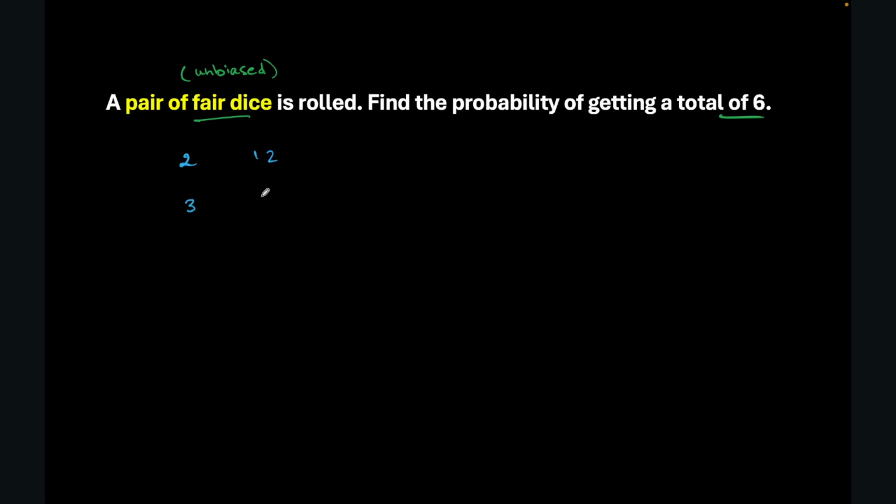Then 3, 4, 5, 6, and then 7 like this, and then you're going to have 8, 9, 10, and then 11, kind of like this. So the number of ways of getting each total is 6, 5, 4, 3, 2, and 1. The only way you can get 2 is having 1 and 1, and the only way of getting 12 is a 6 and a 6.